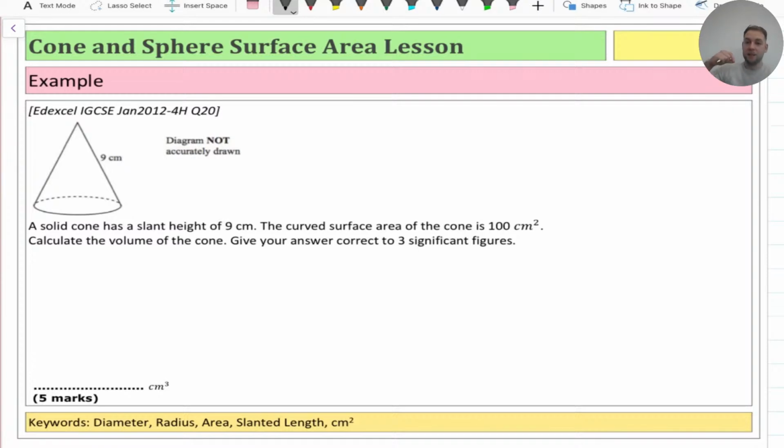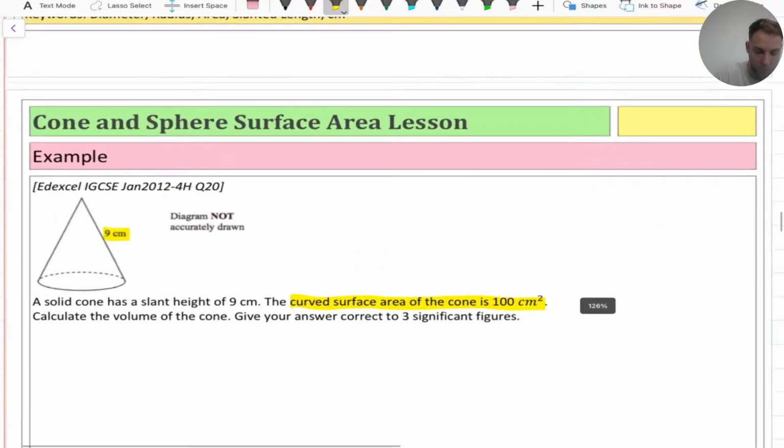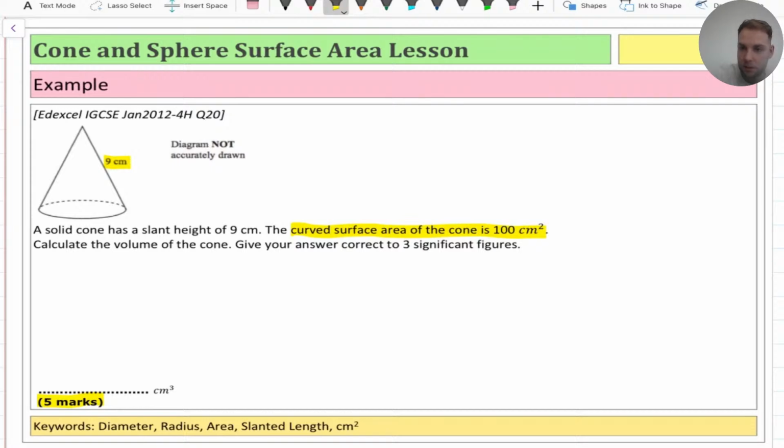So this one here is about working backwards, isn't it? So it's asking us to find the volume of the cone. Now the problem here is there's a lot that we don't know. Okay, this one here is 5 marks. This one here is tricky, really tricky. Okay, the only thing they're telling us is the slanted length and the surface area of the cone. So the curved, that's lucky because that would have been really tricky. The curved surface area of the cone is equal to 100 centimeters squared.